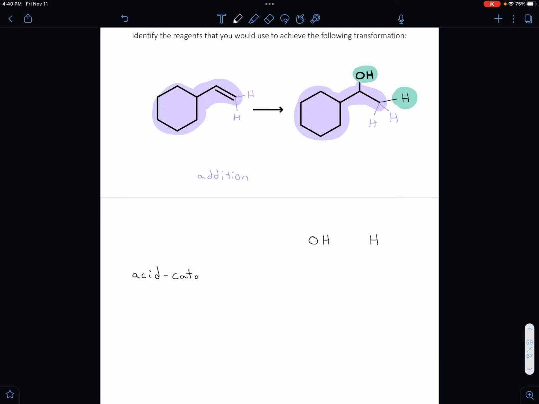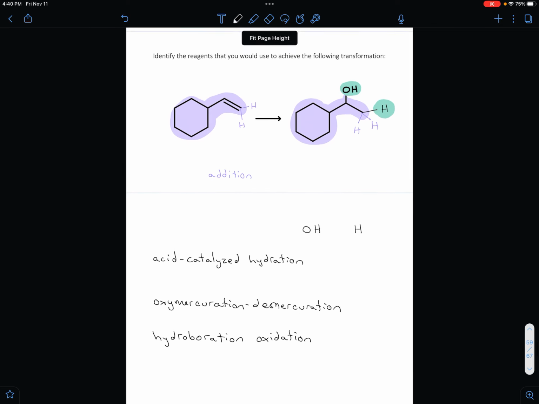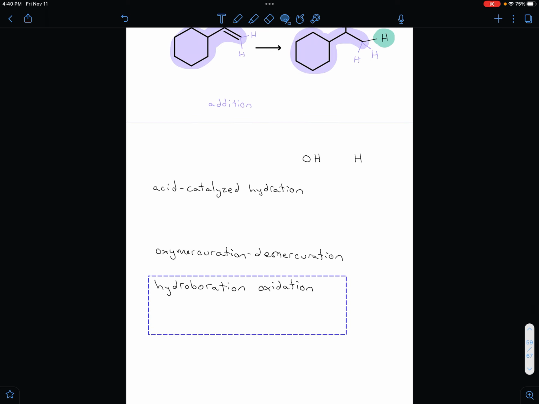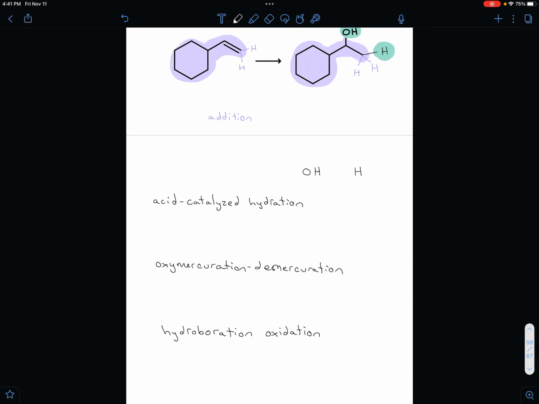Either it will be acid-catalyzed hydration, or it could be oxymercuration-demercuration, or it could be hydroboration oxidation. Those are the 3 ways to add H and OH onto a carbon chain. The differences between those 3 ways have to do with the notes that are provided for each of these reactions.